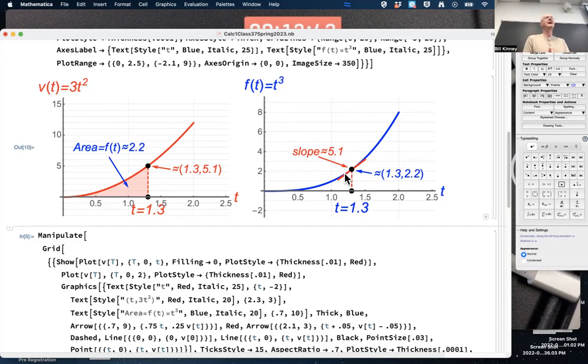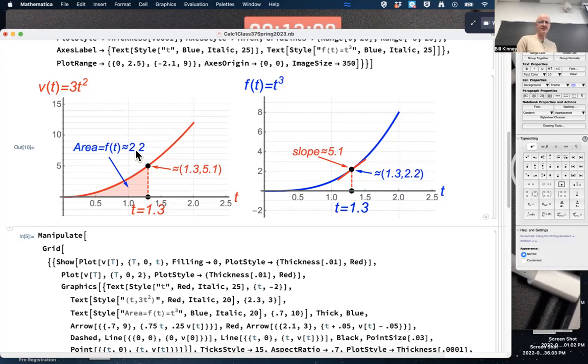But now with integral calculus in chapter 5, we go the other way around. We say if we start with the velocity, 3t squared, we can integrate to find the position or distance traveled. And it's the area under this velocity curve that gives you the value of the distance traveled curve. This area that's shaded pink here is about 2.2.